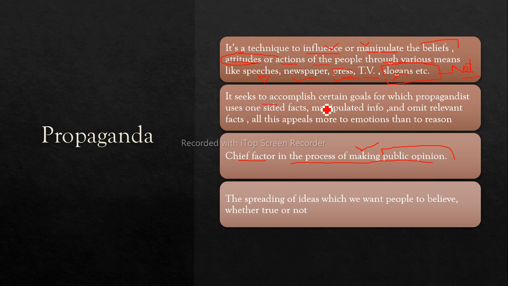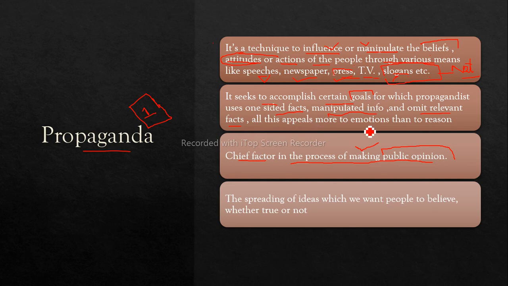So what else is there? It seeks to accomplish certain goals. Of course, when the propagandist undertakes a propaganda, it means there are certain goals which a propagandist wants to achieve. So in order to attain those goals, the propagandist uses one-sided facts. All that happens in propaganda is that just a one-sided picture is presented before the audience, that can be people, the voters, or the foreigners, etc. We will look into that in detail. So when it's a one-sided picture, it means you have manipulated the information, you have engineered the information, you have changed certain info, you have omitted irrelevant facts, like you did not tell the whole story.